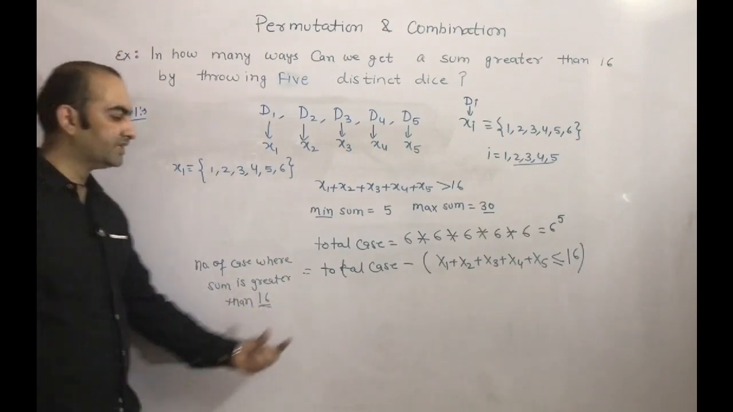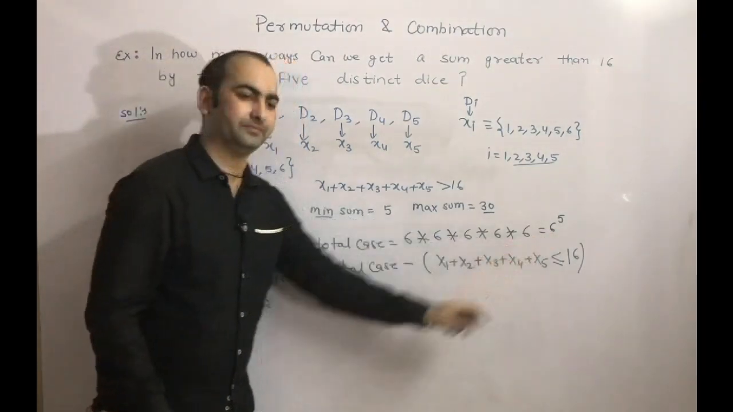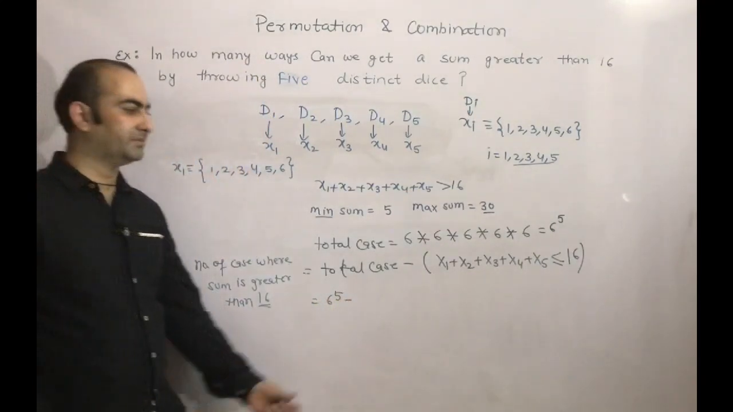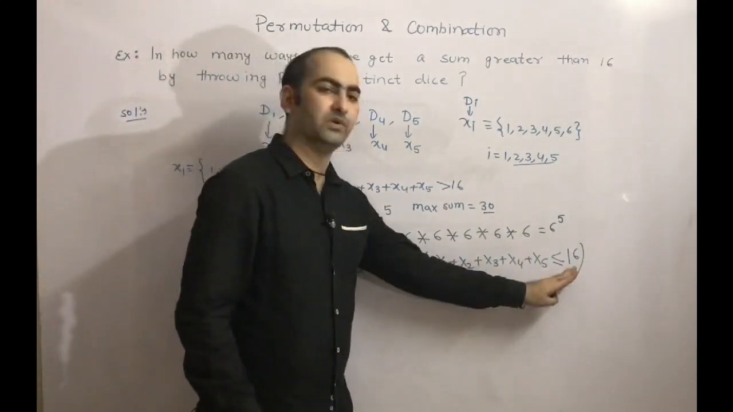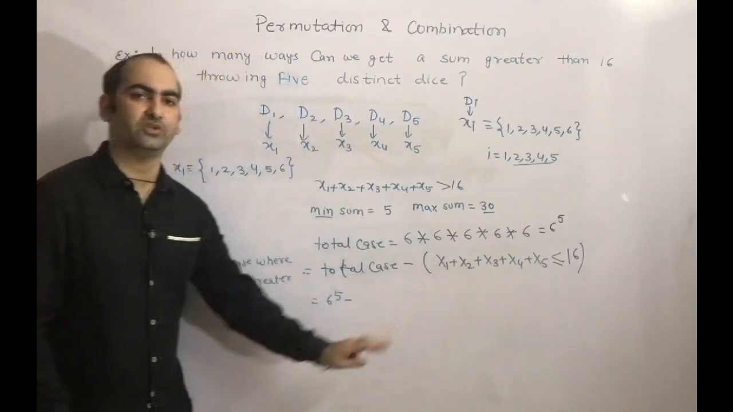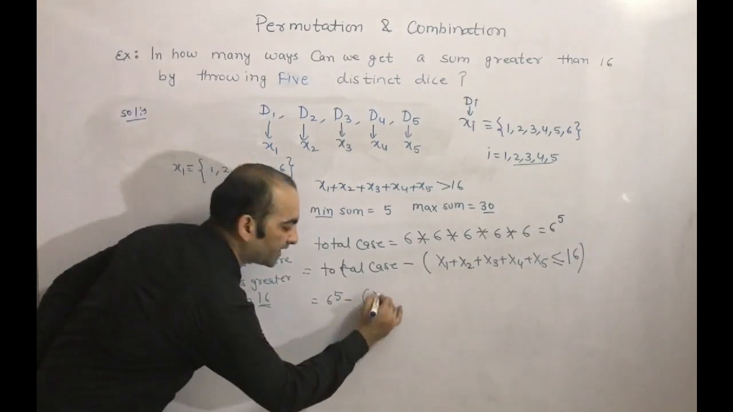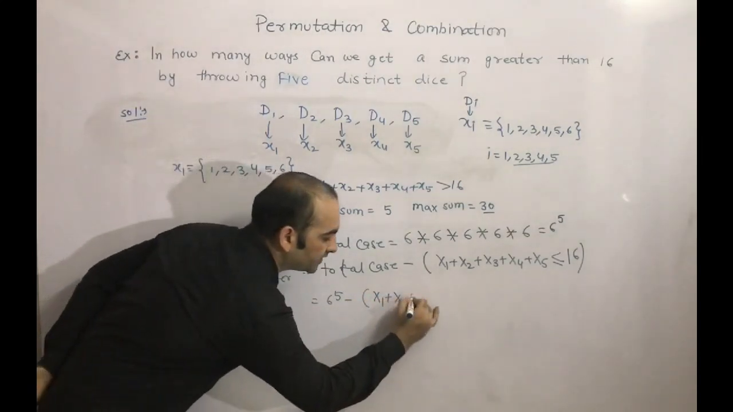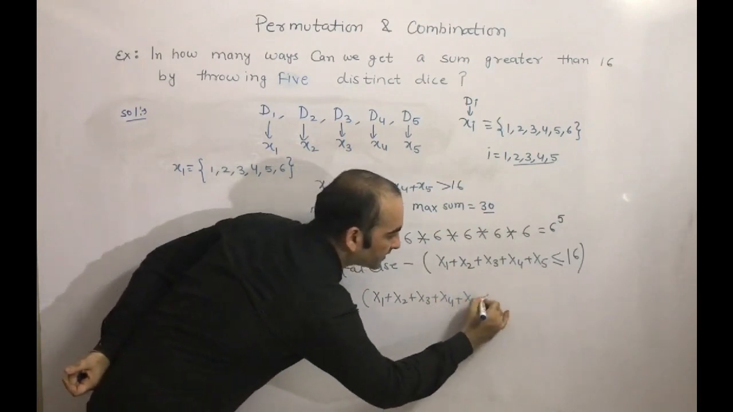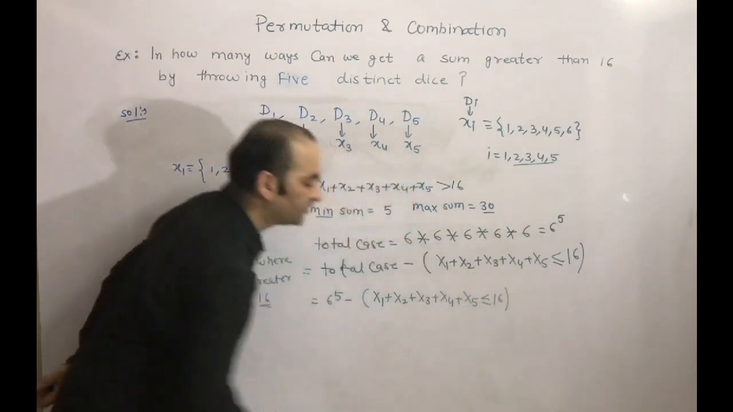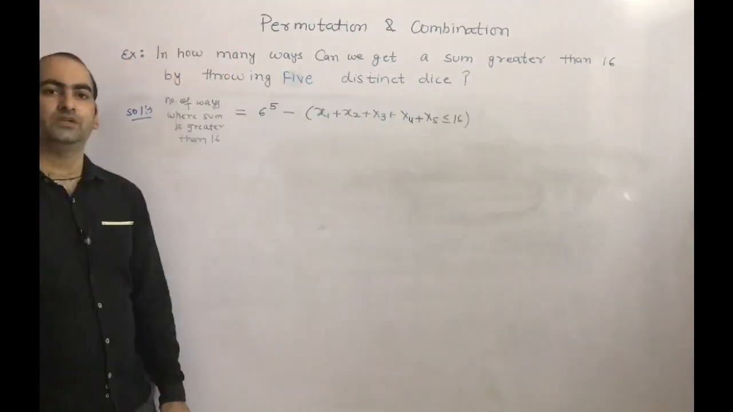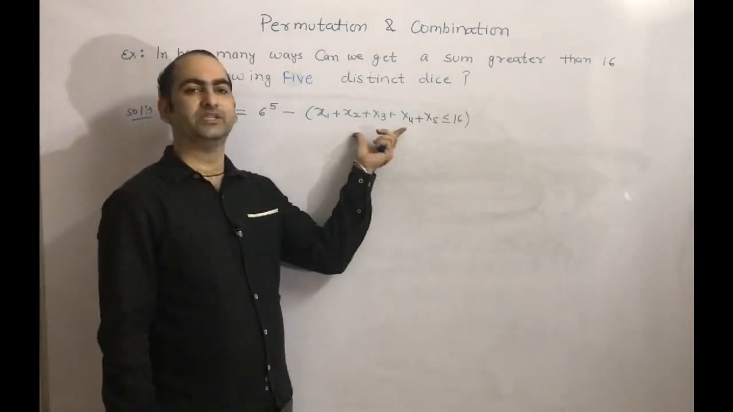Okay, so total cases we got is 6 power 5. 6 power 5 minus, we have to subtract when summation is less than or equal to 16. So this we have to find out. For finding this one, we'll use multinomial. So we have to find out x1 plus x2 plus x3 plus x4 plus x5 is less than or equal to 16. Okay, so we have to find the total solutions of this equation.